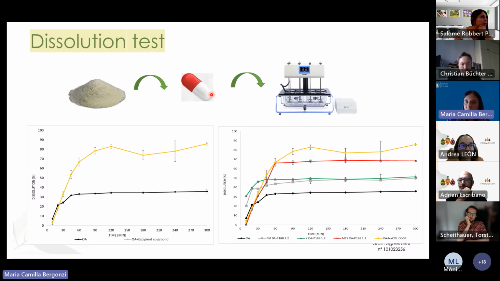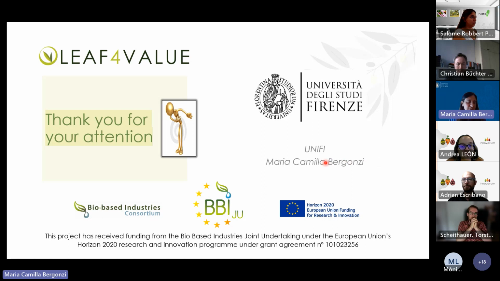In this case, we produced the gelatin capsules, and I show you the very good improvement in the dissolution profiles of olanoic acid. This is the olanoic acid alone in the capsule. This is the dissolution profile of the co-ground mixture put inside the capsule. We have a very good improvement of the dissolution profiles, and this dissolution profile is higher than also the dissolution profiles of solid dispersion. Then this is the best formulation obtained until now to improve the biopharmaceutical characteristics of olanoic acid. This is all for my part, and thank you for your attention.